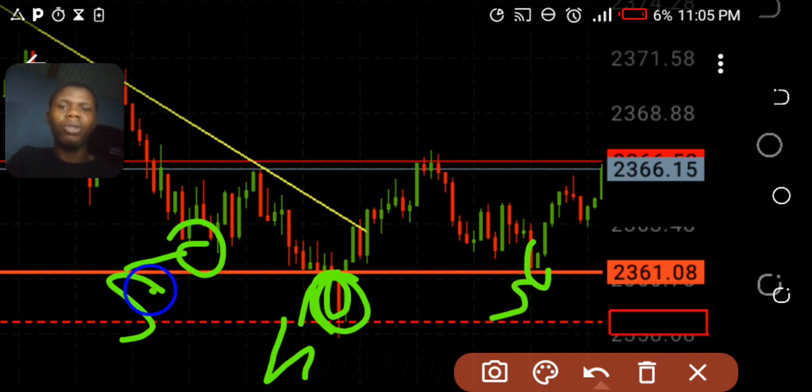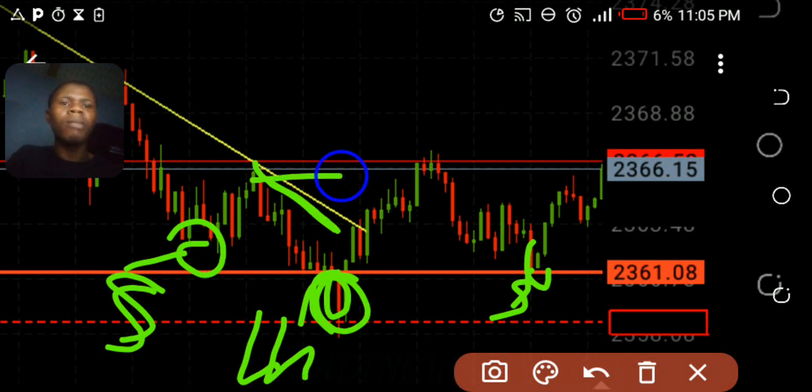SHS, shoulder, head, and shoulder. Okay, this tells us that we are good. How do we know that we are good? First of all, we had a trend line break. Momentum of candles were reduced. Second of all, trend line break.